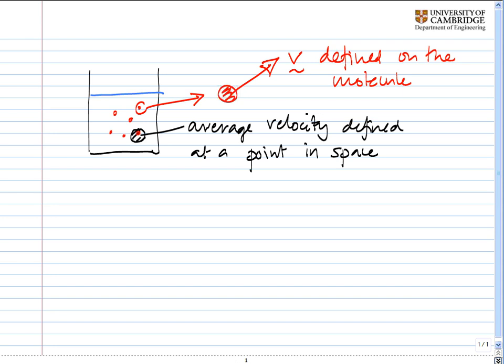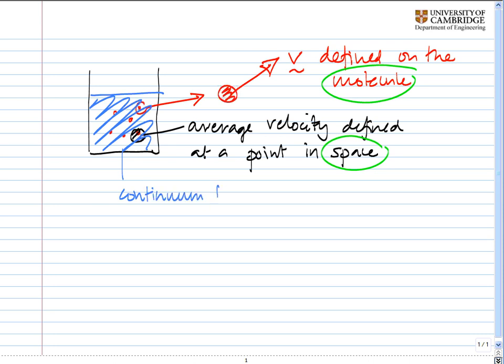So there's our fundamental difference. In this continuum model, things are defined at points in space, whereas in the molecular picture, things like velocity are defined on the molecules themselves. And now, instead of thinking of the individual molecules, we look at all this stuff inside here and call it a continuum fluid. It's just, if you like, a continuous lump of stuff with no gaps in it, and it has certain properties like density, viscosity and so on, and these properties are determined, of course, by the molecular nature of the fluid, by the particular molecules that it's made up of.